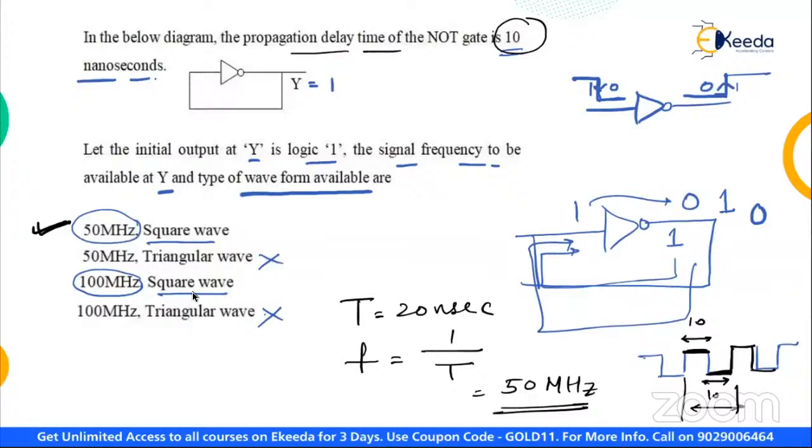Use your calculators. You get 50 megahertz as the answer. And please do not use normal scientific calculators. Download the app called GATE calculator and try calculating on that only, because the normal calculators are not allowed in the GATE exam. In the GATE exam, they do demand the GATE calculators. So please do download the GATE calculator so that you can get habituated to that.